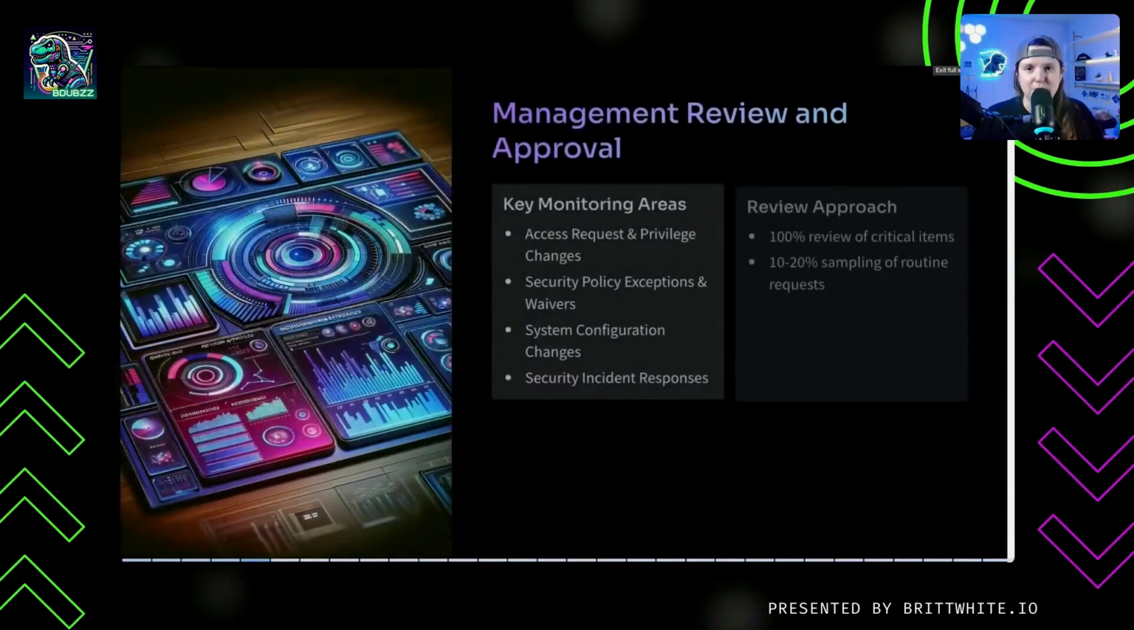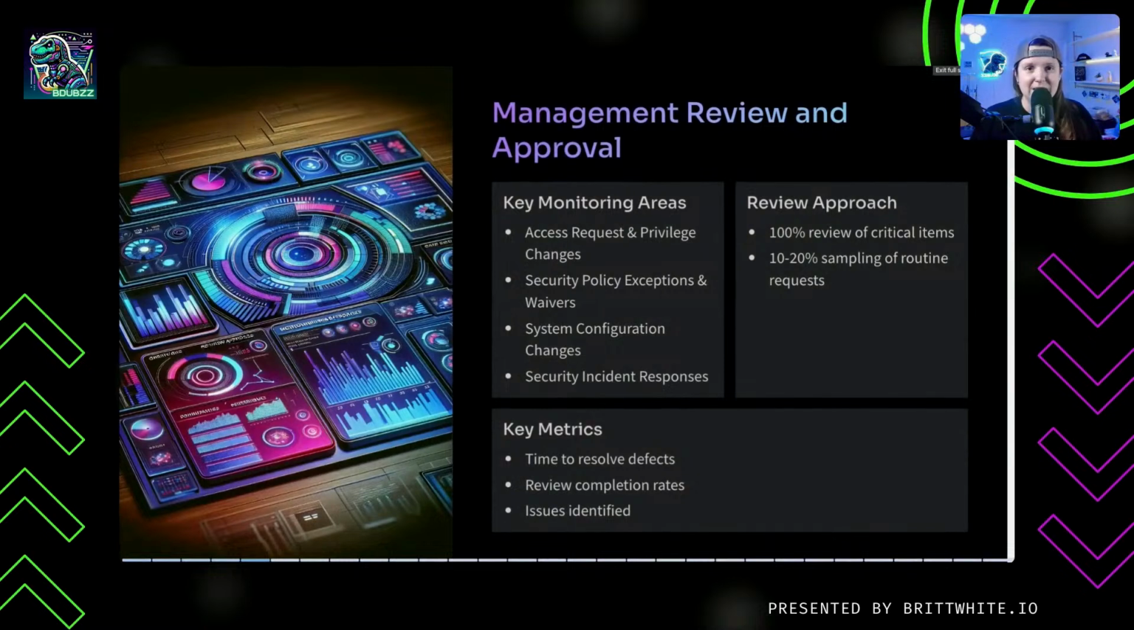Management review and approval is about systematically overseeing security decisions and processes. We use a combination of both full reviews and sampling to keep it manageable and effective. For our critical items, such as high-risk system changes or security exceptions, we review these 100%. For routine items like standard access requests, we're going to sample 10 to 20% of these requests quarterly to ensure proper approvals.